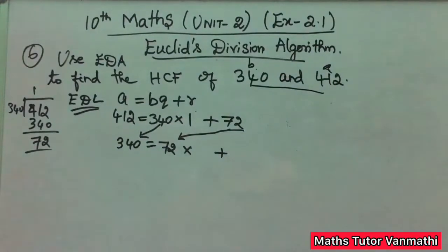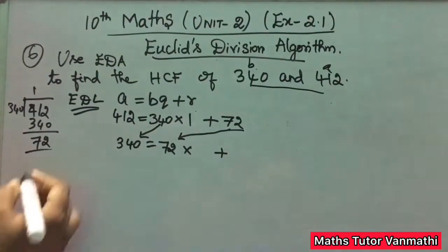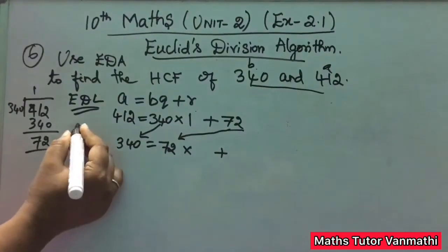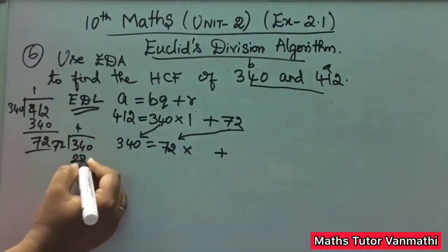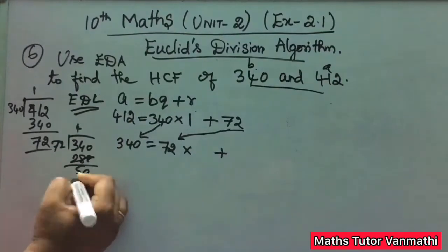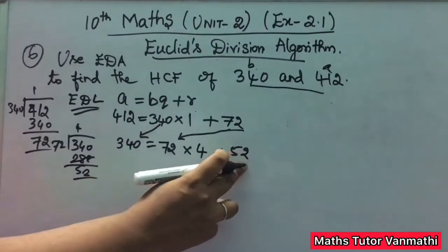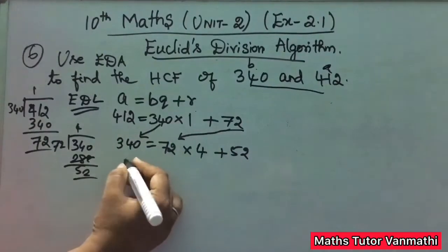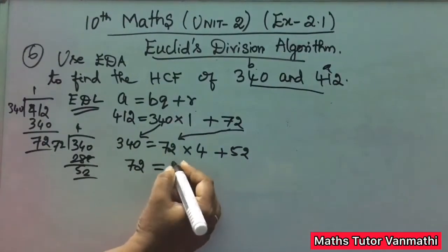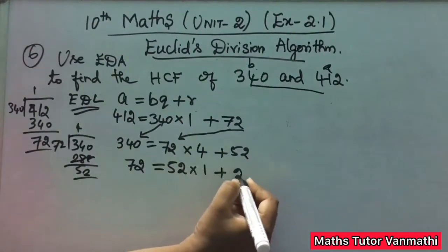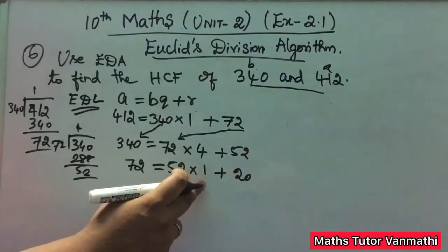Dividing 340 by 72, 72 fours are 288 and the remainder is 52. Okay, 72 into 4 plus 52. Here it is not 0, again repeating the process. 72 equal to 52 into 1 plus 20. On dividing you will get quotient 1.